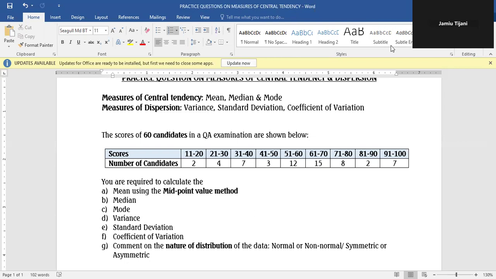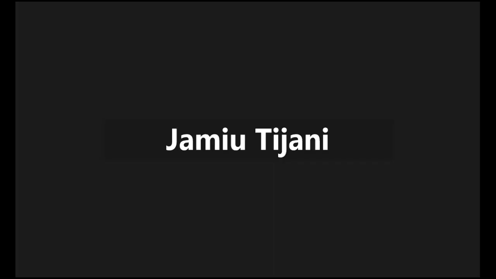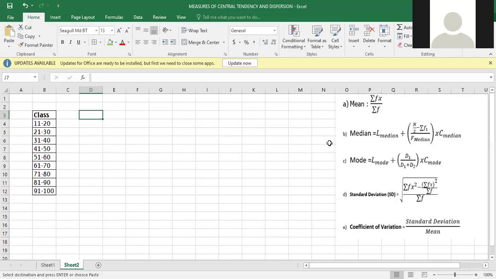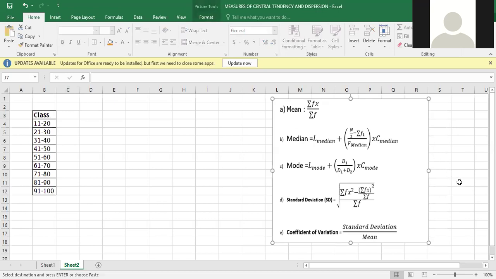So take a look at the question once again. After this, I'm going to put this down and share my Excel file with which I'm going to drive the computation. So this is the details there. Let's move very fast because the network seems not to be friendly. You have the formula sheet by this side. Let's take a look at them again to refresh our memories.